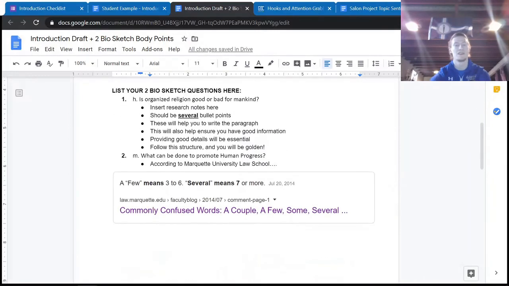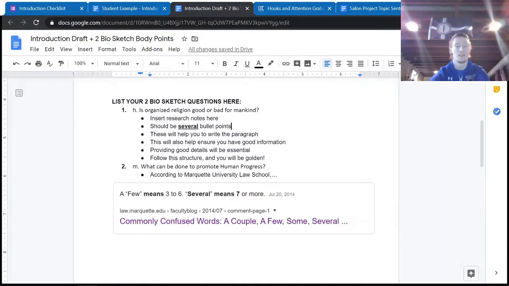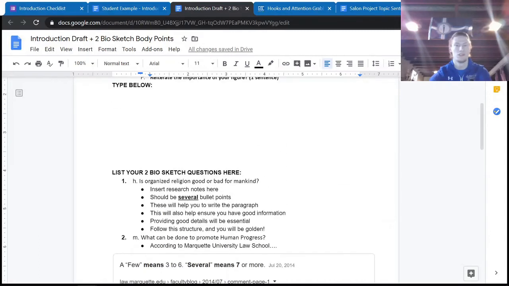And just in case, I looked up how many is several, according to Marquette Law, EDU, very good source, right? EDU. Several means 7 or more, maybe a few, 3 to 6. So it should be somewhere in that area. The more you have for each question, the easier it will be to write. And then also, the more detail you add, the better off this paper is going to be. It doesn't need to be just filled with facts from start to finish, but the more information you're giving the reader, the better the paper will be, because it's supposed to inform the reader. All right, so the more information you have, the more informative it is.